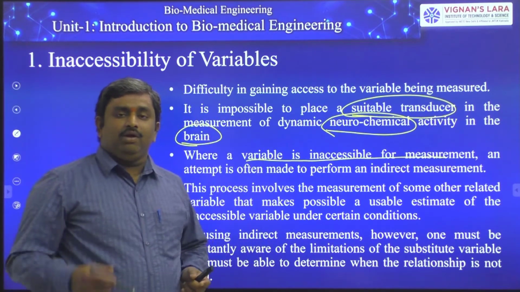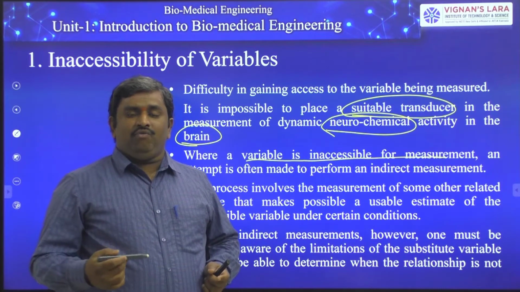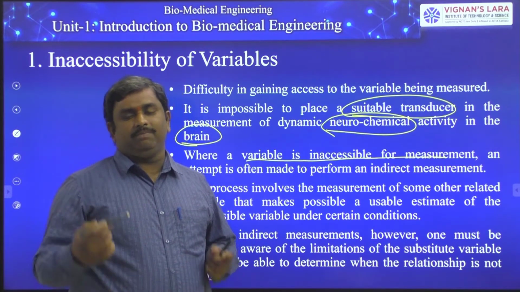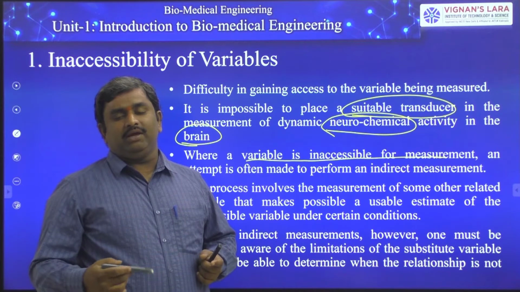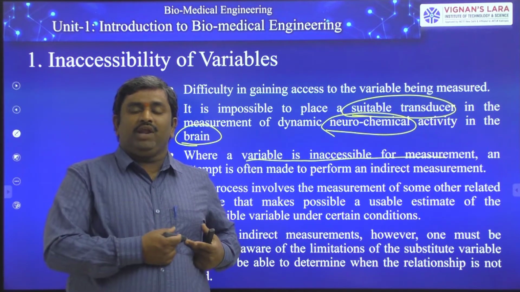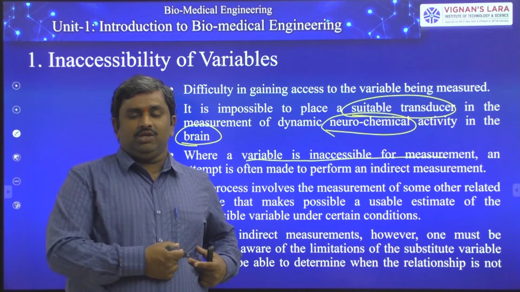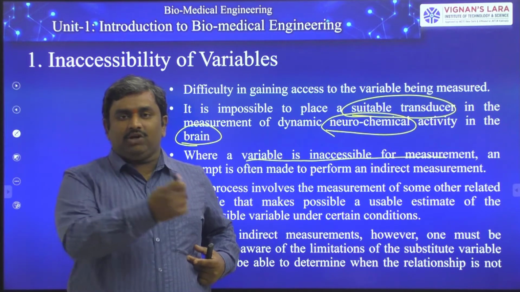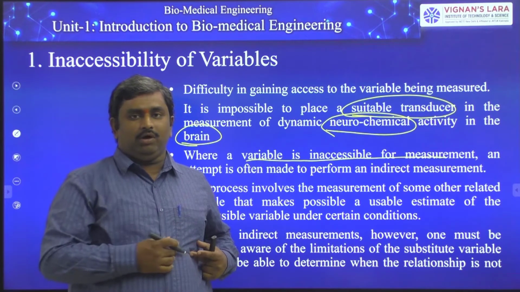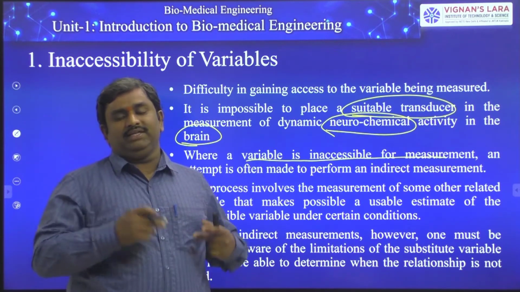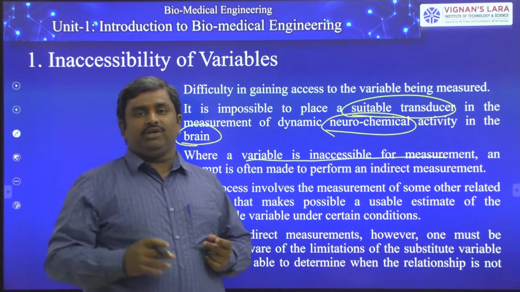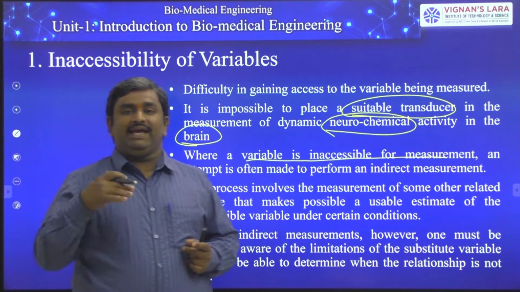Indirect measurement. For example, blood pressure. Every body has some blood pressure, exactly there at the left ventricle outside. So we are not placing an electrode at the heart. Why? Because inserting into the body is a big problem. So for that reason, we use an indirect method.